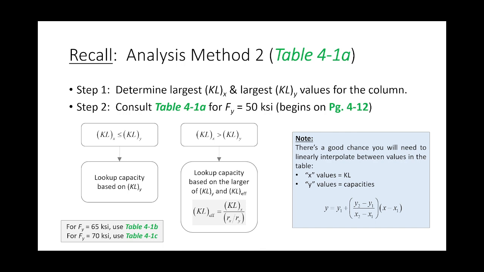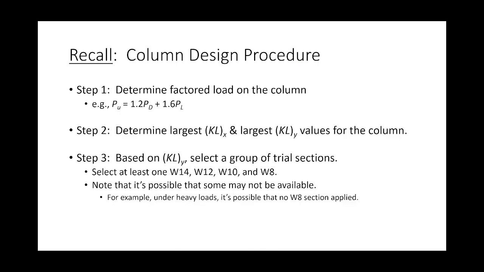But if KLX is bigger than KLY, then it might govern, it might not, you don't know. So you look up the capacity based on the larger of KLY or KL effective. And KL effective is just KLX divided by your ratio, your RX over RY ratio. More often than not, you will need to linearly interpolate in table 4.1a or in just table 4.1 in general, so make sure you have that equation handy. We're going to do a fair amount of interpolation today, so make sure that you're comfortable with that.